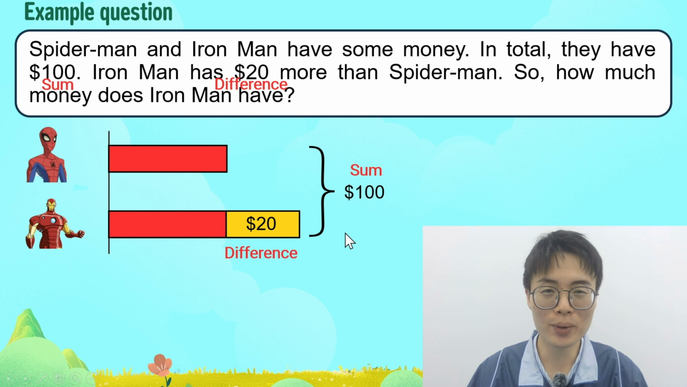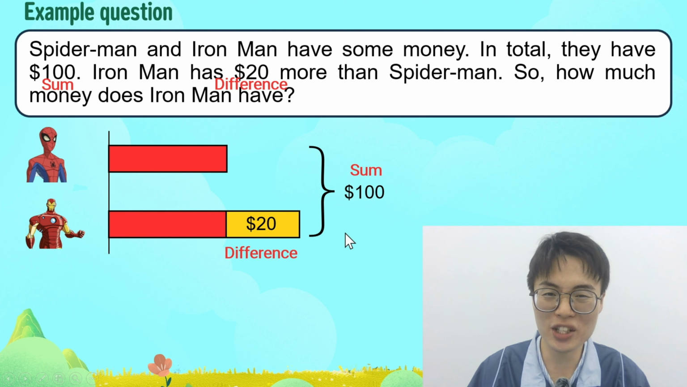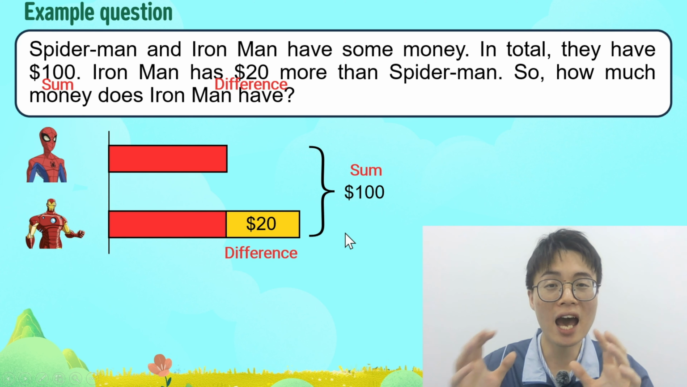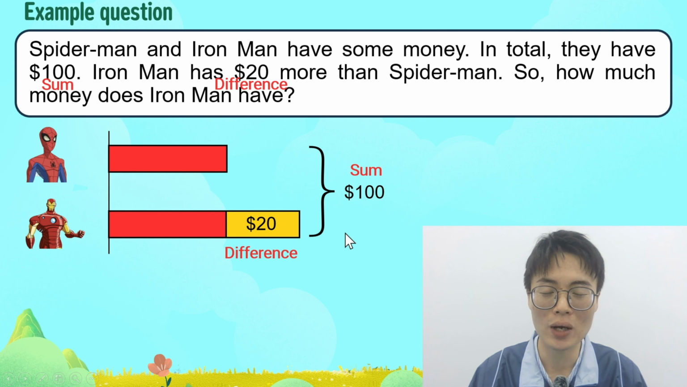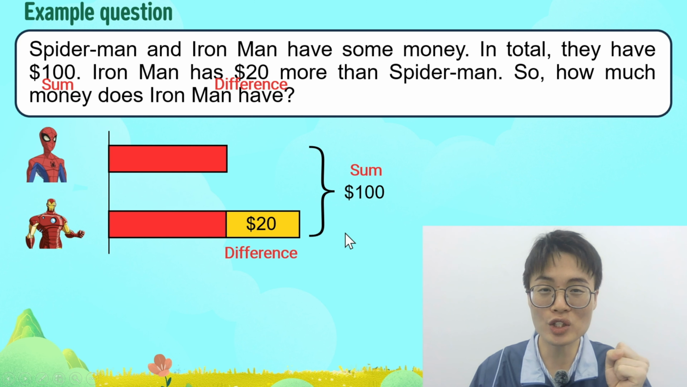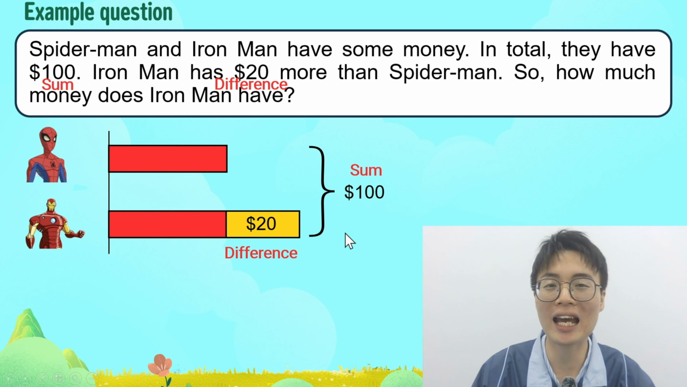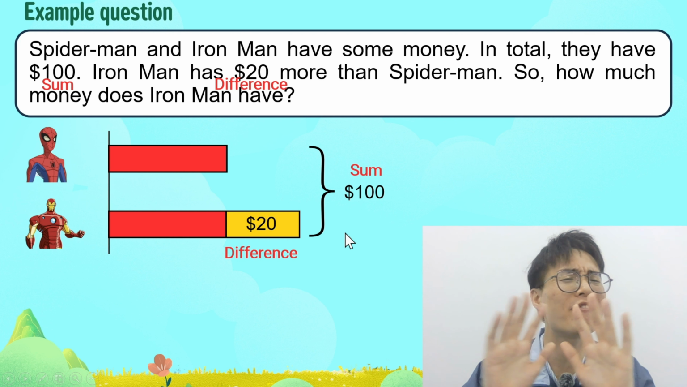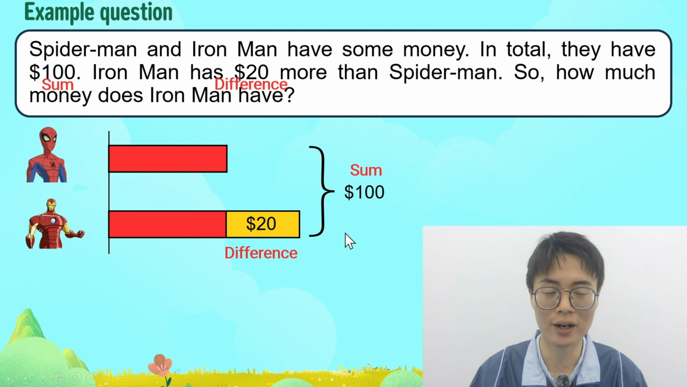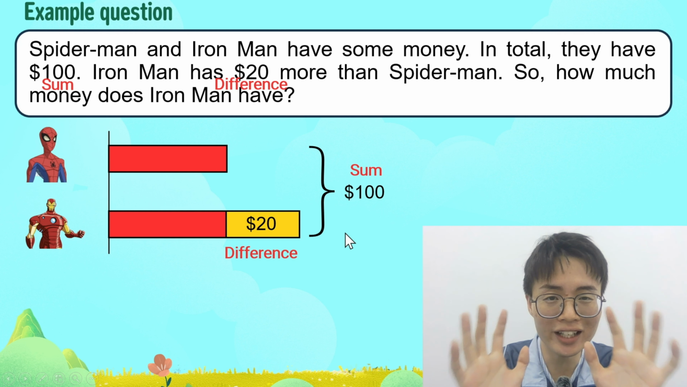Before we answer this question, maybe we can consider a simpler situation. Suppose they have the same amount of money and they have $100 in total. So each person will have how much money? We should use $100 divided by 2. Then we can get $50 per person. So if they are the same number, it will be very easy to get the final answer. But in this question, they are totally different.